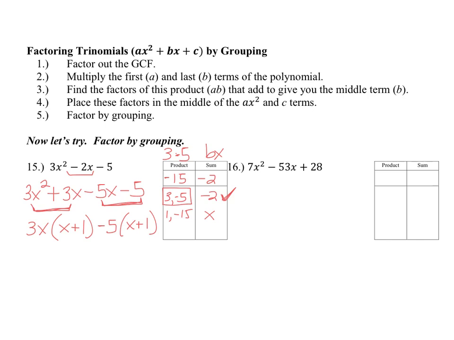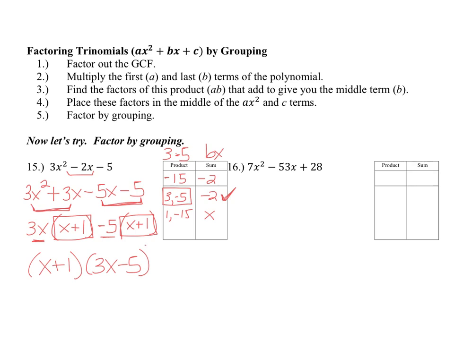So now look, factor by grouping, x plus 1, both of these terms have in common. So one of your factors is x plus 1. When you divide out the x plus 1, you're left with 3x minus 5. And there you have it. Your factors are x plus 1 and 3x minus 5.